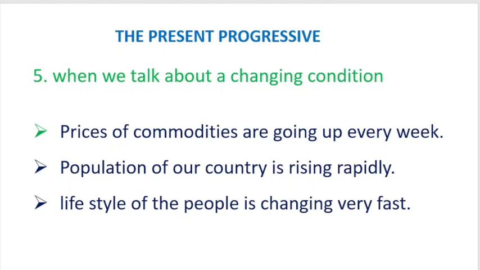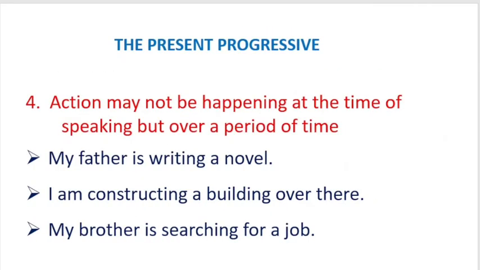Next, we use the present progressive form where actions may not be happening at the time of speaking but over a period of time. My father is writing a novel. That does not mean my father is writing a novel now at the time of speaking. Writing a novel takes a longer period. So the action is happening over a period of time, but it is not happening at the time of speaking.